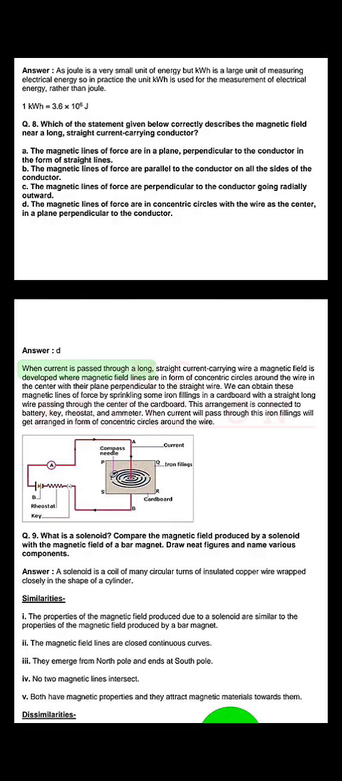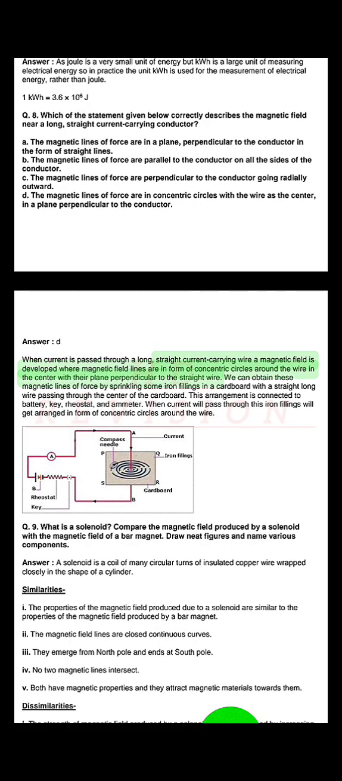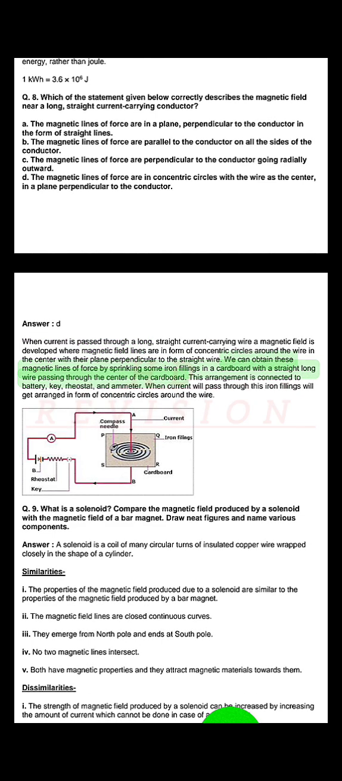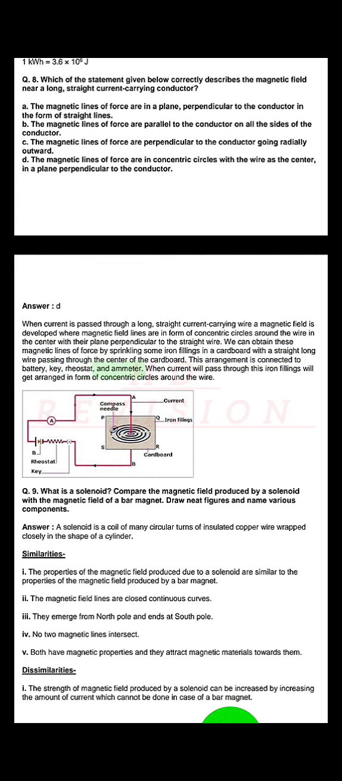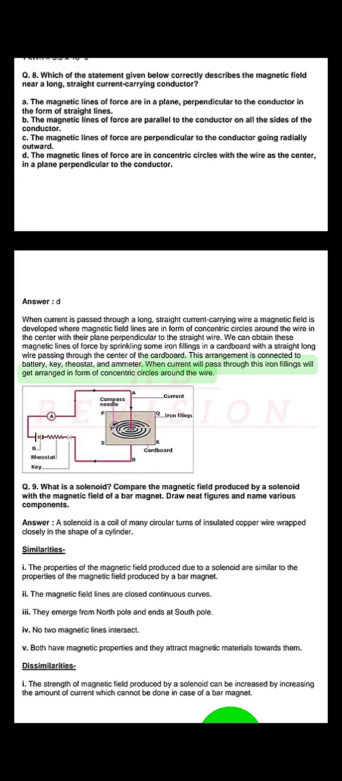When current is passed through a long, straight current carrying wire, a magnetic field is developed where magnetic field lines are in the form of concentric circles around the wire in the center with their plane perpendicular to the straight wire. We can obtain these magnetic lines of force by sprinkling some iron filings on a cardboard with a long straight wire passing through the center of the cardboard. This arrangement is connected to a battery, key, rheostat, and ammeter. When current passes through, the iron filings will get arranged in the form of concentric circles around the wire.